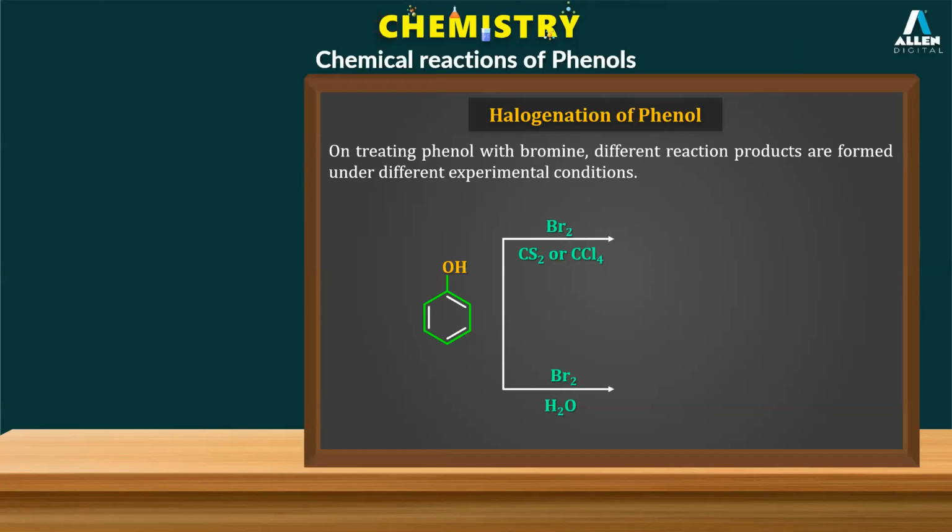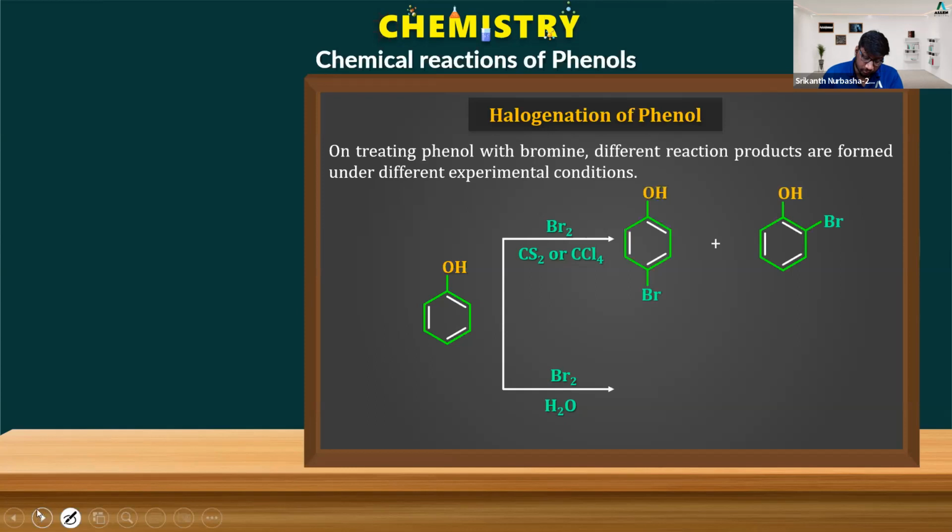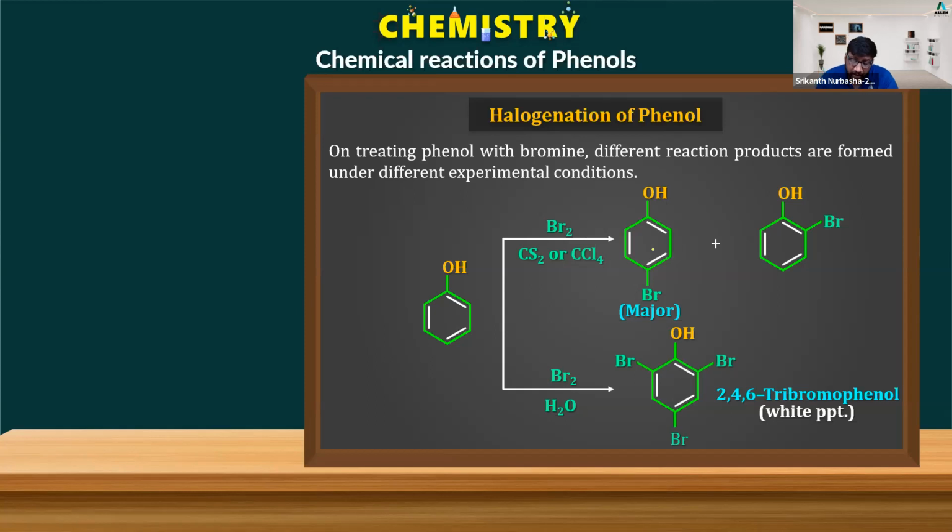First one, only ortho or only para? First one is ortho plus para. Para will be major, because there is no intramolecular hydrogen bonding, and to minimize repulsions, para is obtained. Whereas if you treat with Br2 in the presence of H2O, you get 2,4,6-tribromophenol, which is a white precipitate. Why? What is the reason? If I treat with Br2 in the presence of CS2 or CCl4, a non-polar solvent, I get monobromination. But if I treat phenol with bromine in a polar solvent like water, you get 2,4,6-tribromophenol.